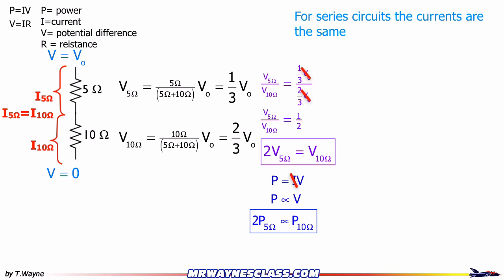If I compare the original energy, 1/3 of the energy is used up in the 5 ohm, 2/3 of the energy, or the power, is going to be used up in the 10 ohms.